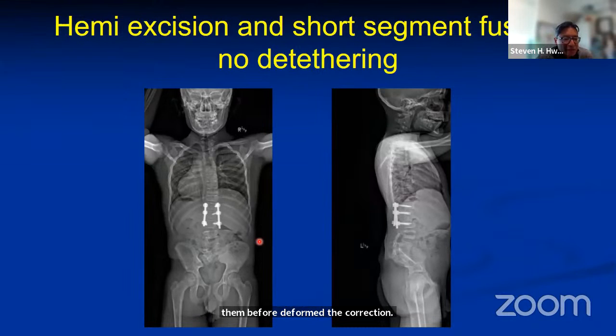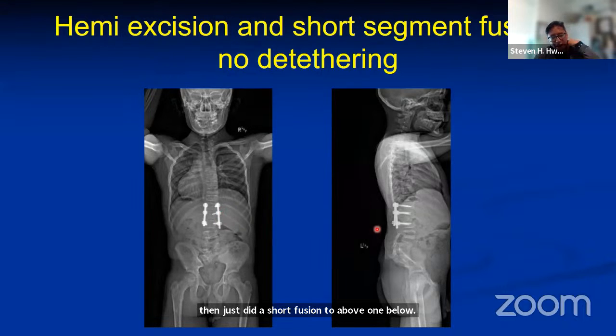We took it out on the left here, and then just did a short fusion, 2 above, 1 below, locked it down and corrected them. And then hopefully taking that driving force out of the equation will prevent them from progressing above and below. I think there is a point when the curve is too big where taking a short segment out won't help.